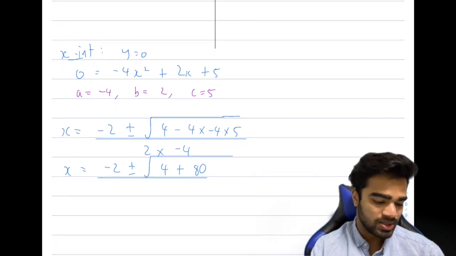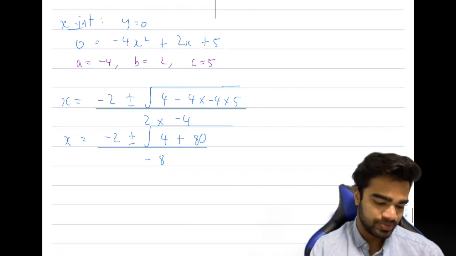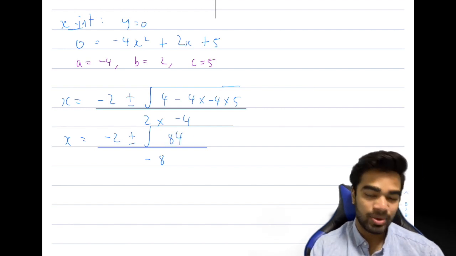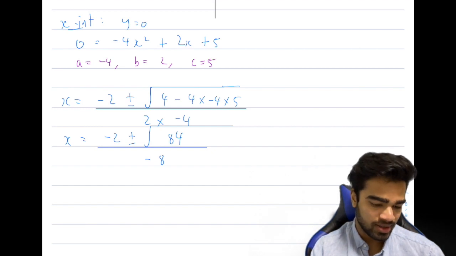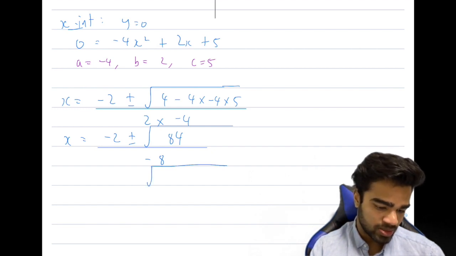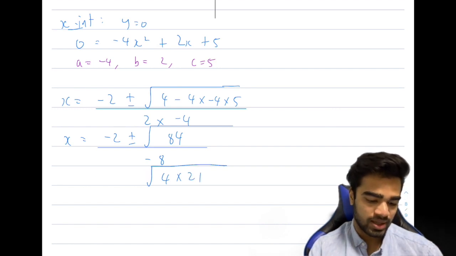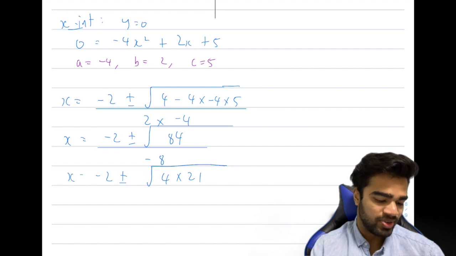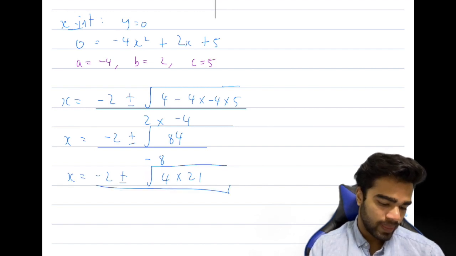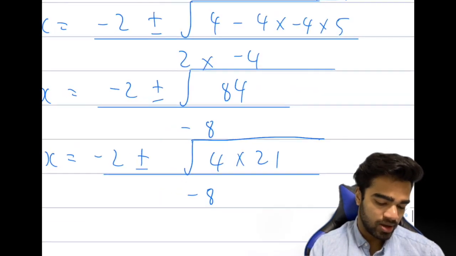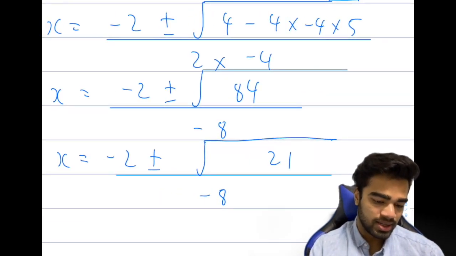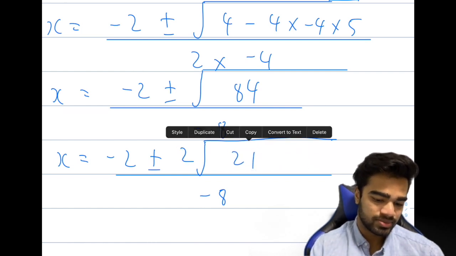Okay, 4 plus 80 over negative 8. 4 plus 80 is just 84. So let's write it here, 84. Now we can simplify that by taking out a common factor, which is 4. So we can split up root 84 into root 4 times 21, like so, and I'm just simplifying the top over negative 8. Now you can take out the 4 by square rooting it, so 2. It's pretty much 2 root 21, like so.